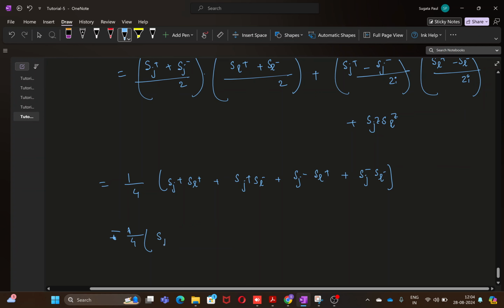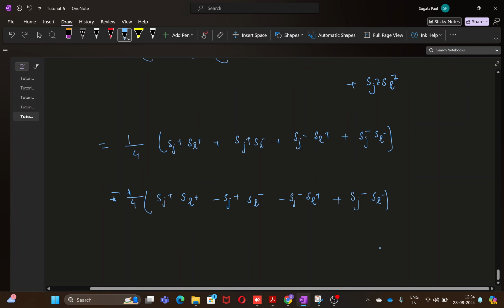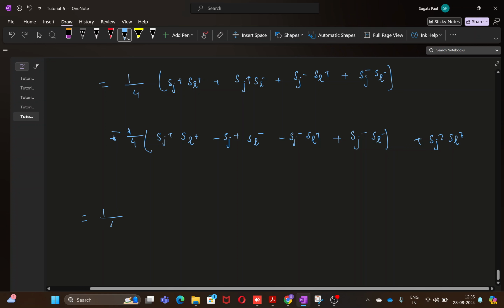Then you have Sj plus SL plus, minus Sj plus SL minus, Sj minus SL plus, minus a plus Sj minus SL minus, plus the last term is just Sjz SLz. Now you take this 4 common and you have, just write all of them together. Be careful about the sign.